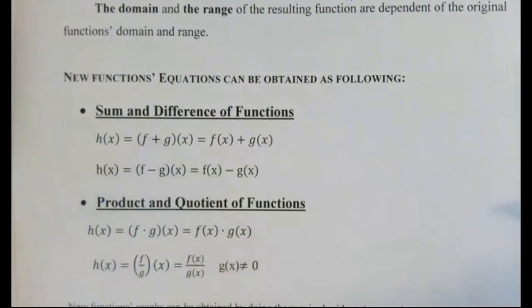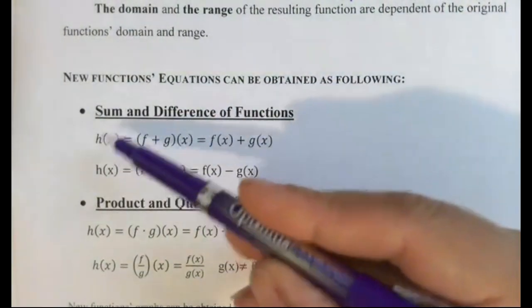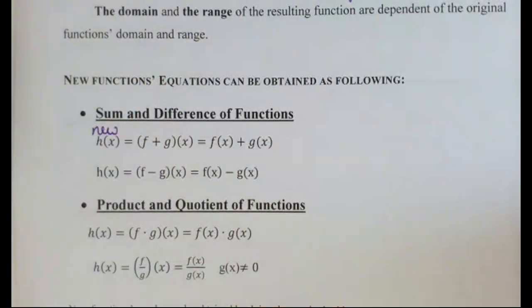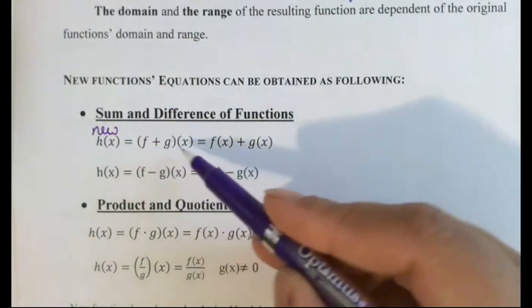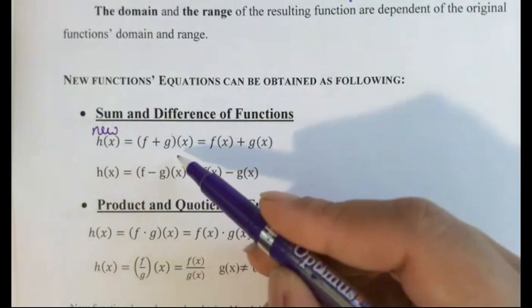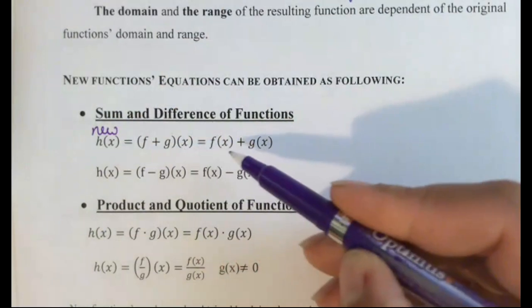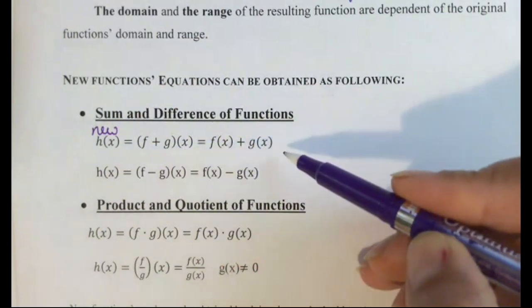For sum and difference, so addition and subtraction of functions, let's call the new function h of x. We're going to get a new function h of x by adding two other functions. One is f of x, the other one is g of x. You can write it like this, f plus g of x, or you can just write it separately like this, f of x plus g of x.